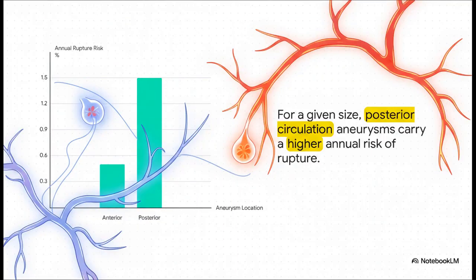When you're talking about aneurysms, size and location are everything. I mean, look at this chart. Of course the risk goes up with size, but notice how the posterior circulation bars are taller for every single size. The huge takeaway here is that for any given size, an aneurysm in the back, like at the basilar tip, has a much higher risk of rupturing each year than one in the front.